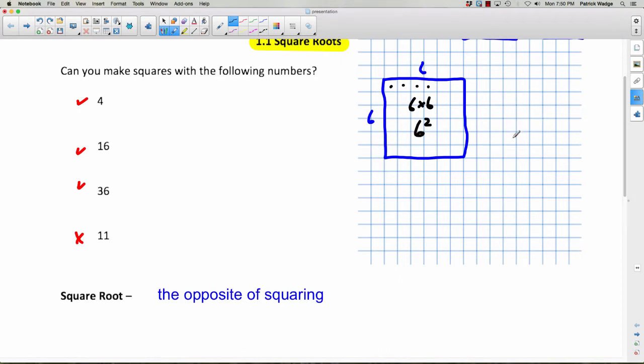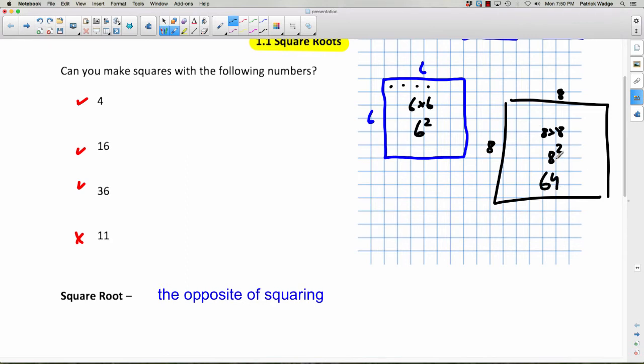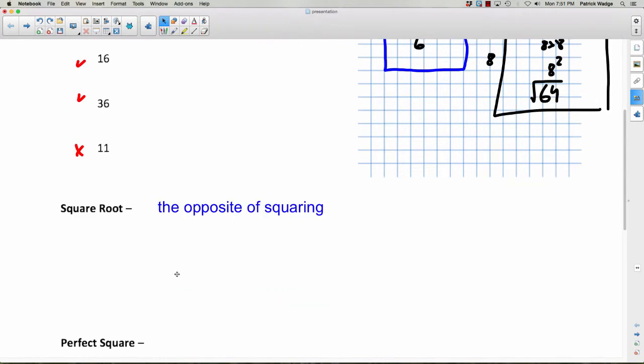So again, if I showed you some square here, and I told you it was 8 by 8, how many little squares would have to be in it? Well, you would do 8 times 8, or you would do 8 squared. So square root is the opposite of squaring. When we square, we get the 64. 8 squared is 64. And when we square root, we get the side length, the 8. So this is square root, right?